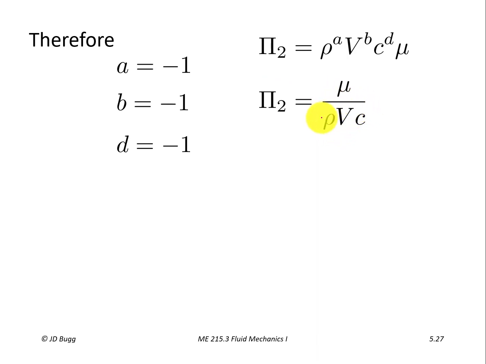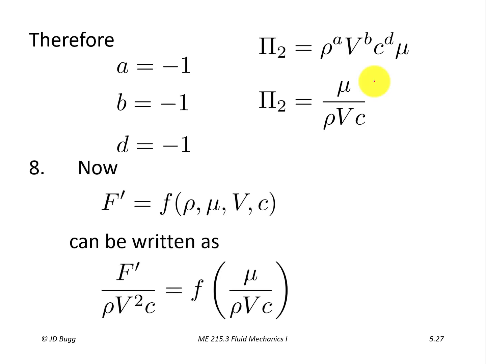Because notice the exponent on all of our repeating variables is minus 1, so it's written in the denominator with just a power 1. So that's pi 2, mu over rho vc. The last step of the Buckingham pi theorem is where we rewrite our original function in dimensionless form. Remember, this was our original function. What the Buckingham pi theorem has told us is we can rewrite that as f prime over rho v squared c is a function of mu over rho vc.